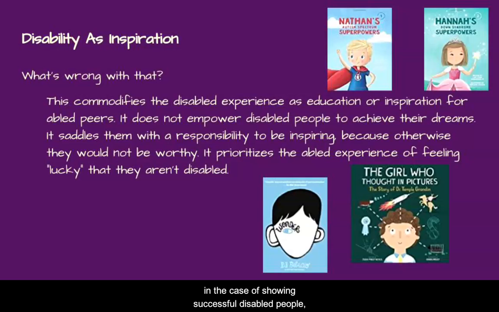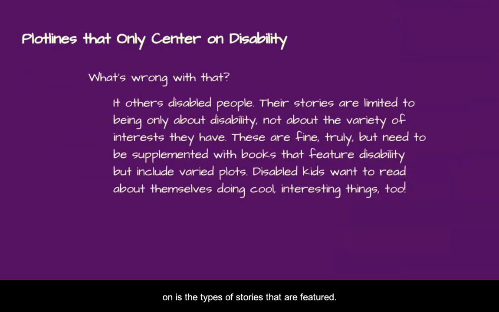In the case of showing successful disabled people, it reinforces the idea that the only worthwhile disabled person is one that is better and more successful than able people. Another thing to keep an eye on is the types of stories that are featured. While it's not a problem for your library to feature books that talk only about a disability, you should ensure that disability is featured in many different types of books. Disabled students want to read about kids like themselves doing fun things.